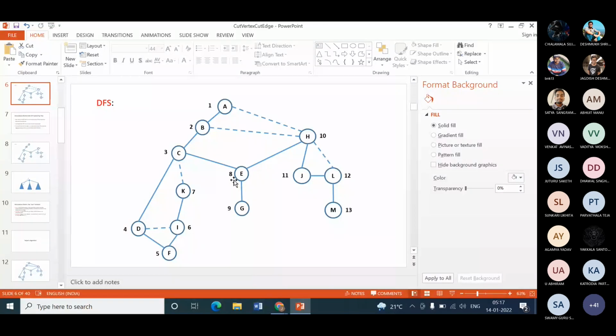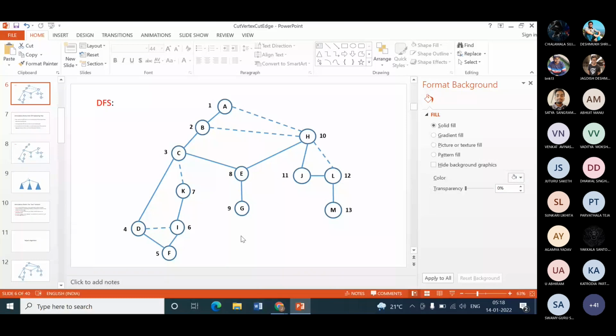What Tarjan has done is that Tarjan was also considering the discovery time, but along with it he was maintaining one more value for every node, that is called the low value. So in the data structure, in every node, apart from the discovery time, he is maintaining a low value. What is that low value? How is that low value populated, and how does that low value help us to determine whether it is a cut vertex or a cut edge, that we will see soon.